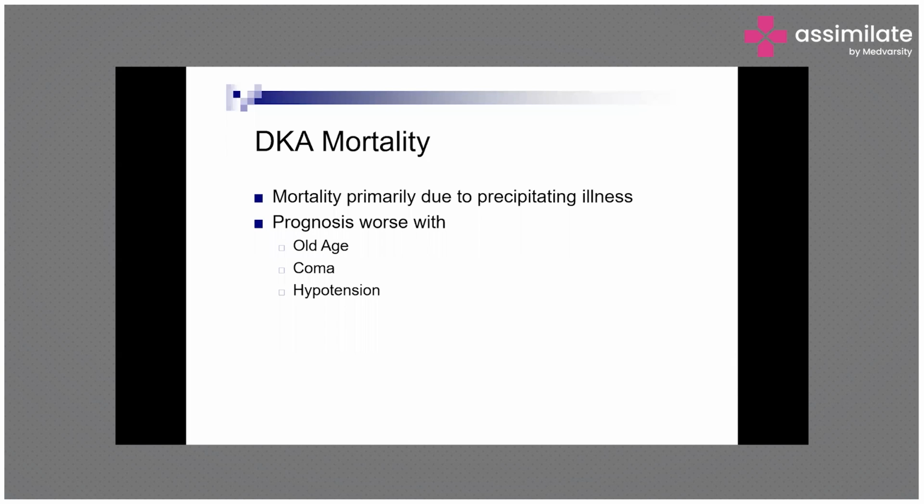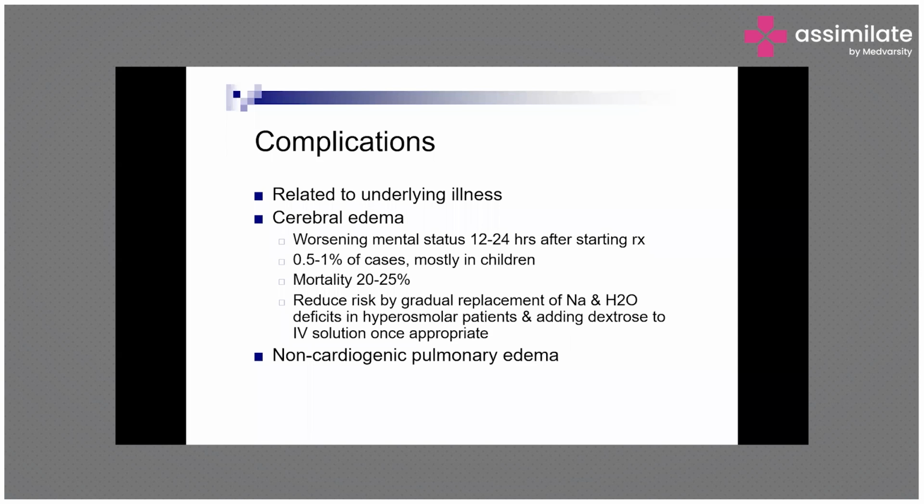Mortality in DKA is primarily due to precipitating factors, like infections, myocardial infarction, and the elderly population. Patients with coma or hypotension, which causes severe hypoperfusion of the organs, can be the cause of mortality.